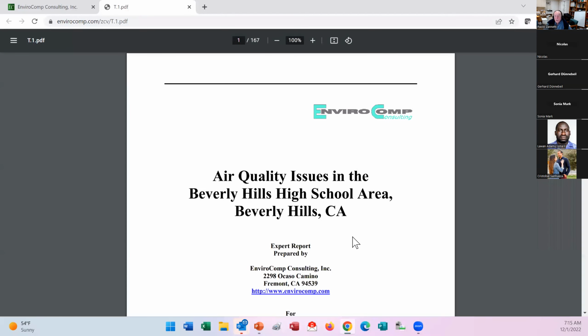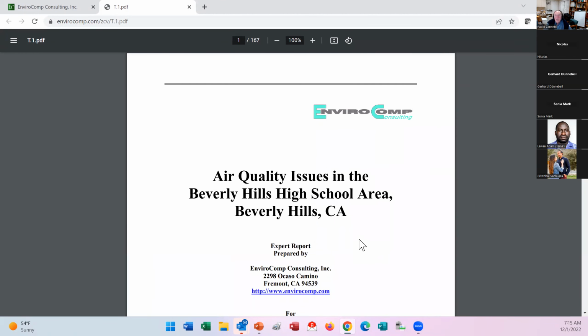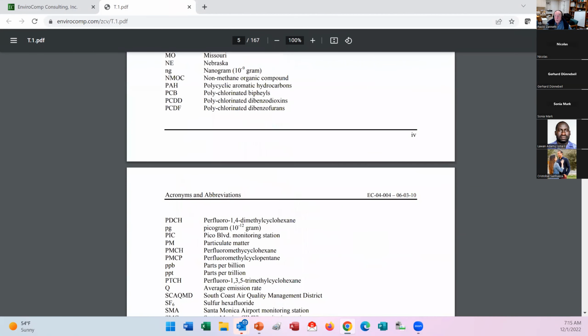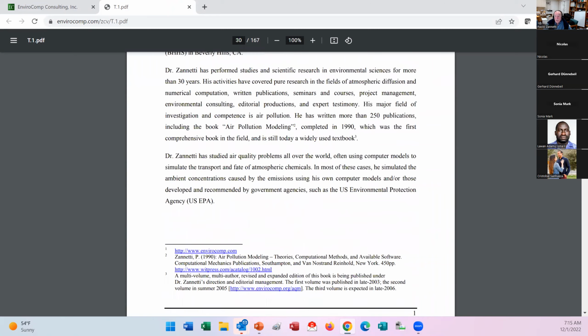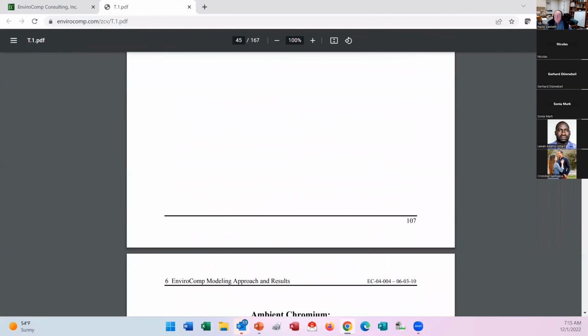So if you want to see a typical work on a real air pollution case in which we have used modeling and other techniques, you can give a quick look to the entire report, which is available on this site.